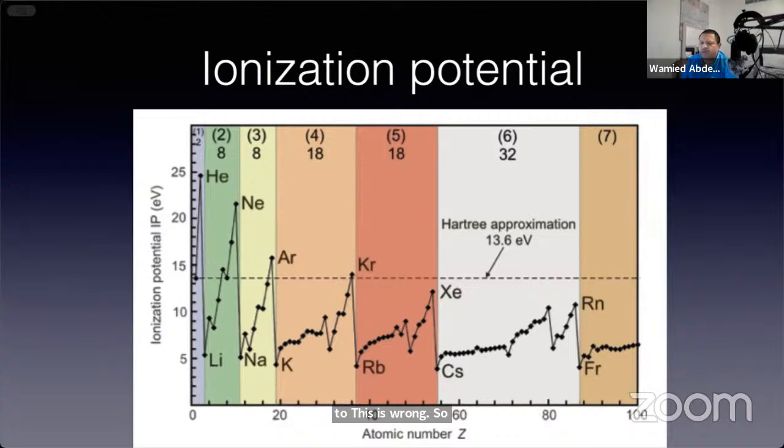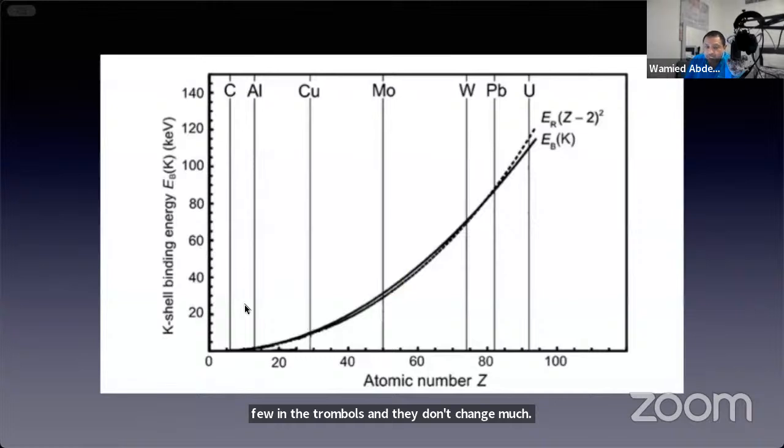Because we now understand that the ionizing potential is roughly a few electron volts. It's not 13.6, but just a few electron volts, and they don't change much. So look at the K shell ionizing binding energy. You see, it increases with Z, or Z squared, actually; the relationship is Z squared.